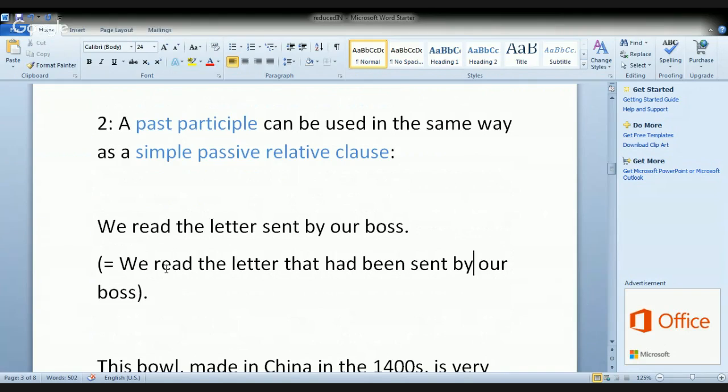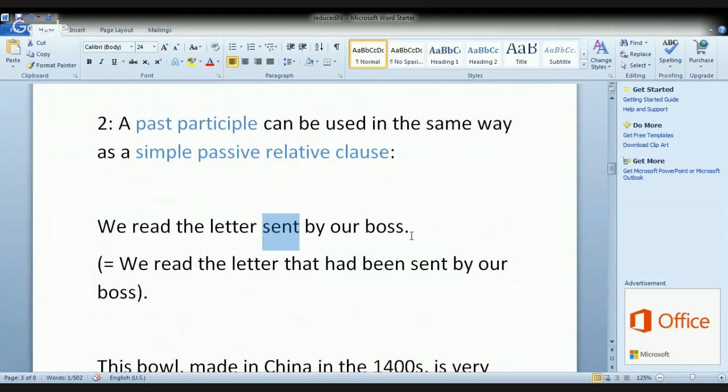And so what we're saying here is we read, in the past simple, the letter that had been sent. So "had been sent" is our simple passive relative clause. This is the long form, and then the reduced form is here. Again, we have the verb to be in the past perfect, and then we have "sent," which is the third column or the past participle of the verb to send. And so what we're doing is taking out "had been," which gives the reduced relative clause: "We read the letter sent by our boss."